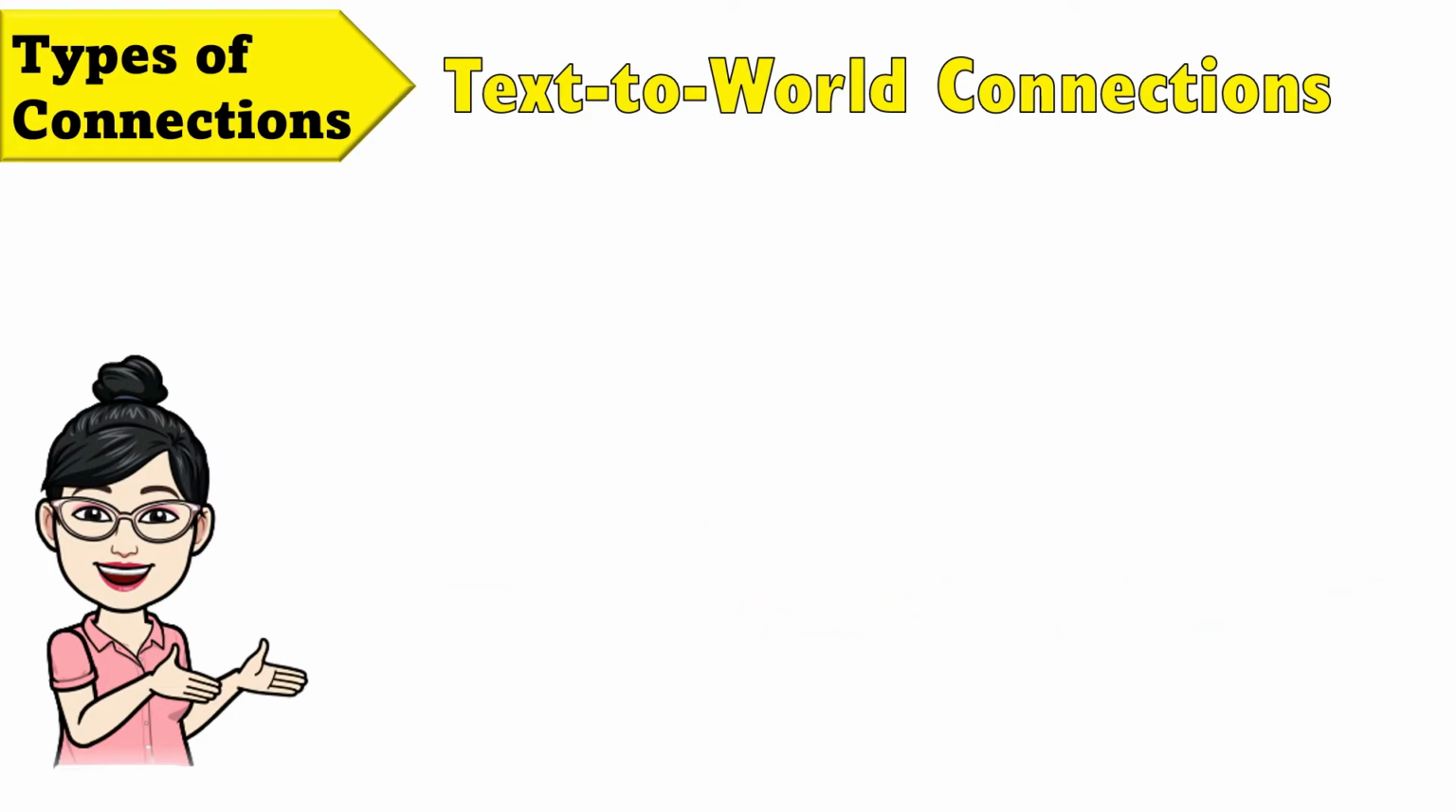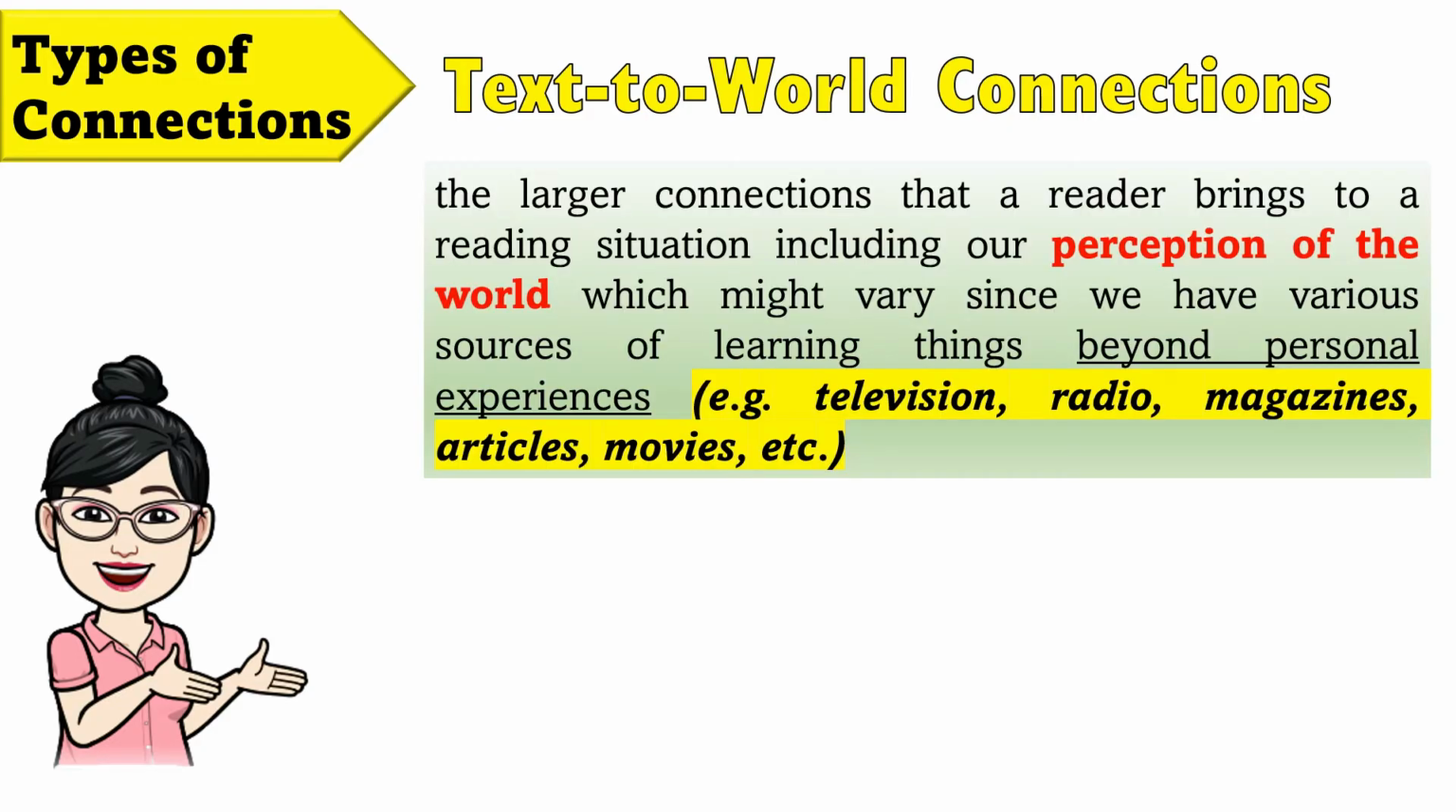And lastly, text-to-world connections. These are the larger connections that a reader brings to a reading situation, including our perception of the world, which might vary since we have various sources of learning things beyond personal experiences, such as television, radio, magazines, articles, movies, and others.